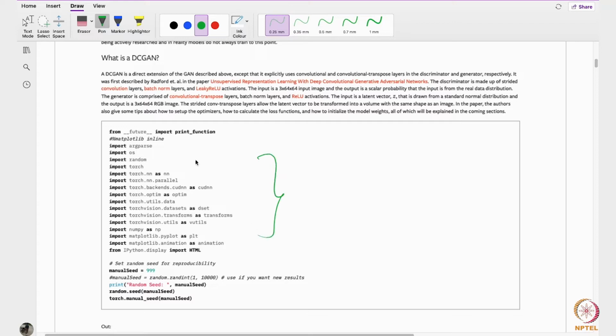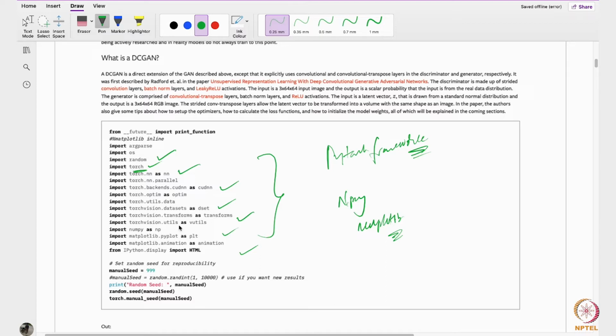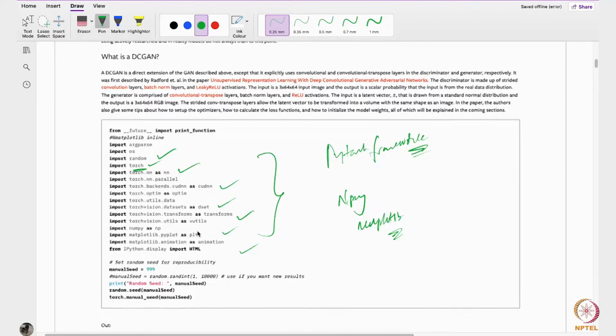What they have done is, first of all, we have used the PyTorch framework. Next thing is, they have imported all the required modules. NumPy, Matplotlib. Apart from that, random, torch. These are the deep learning libraries. torch.nn, .nn.parallel. All these modules are to be imported before going to write code.